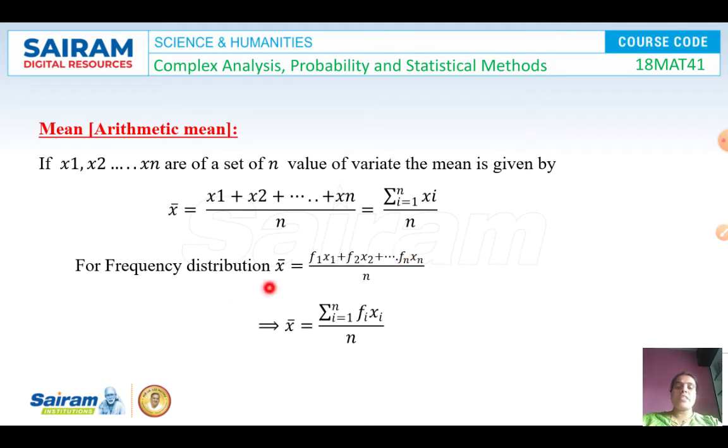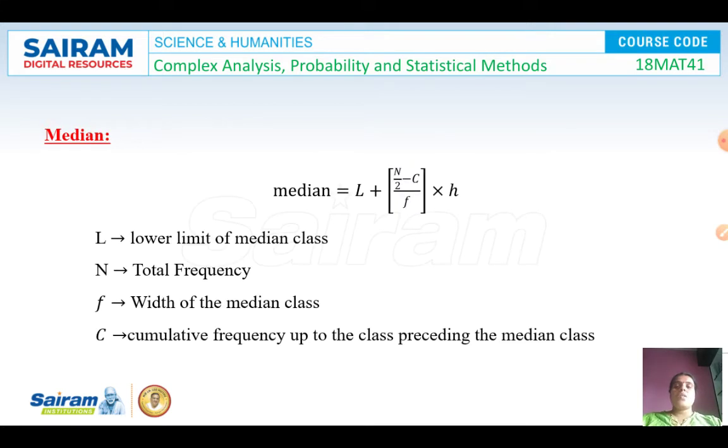For the frequency distribution, the mean can be calculated as f1x1 plus f2x2 plus and so on plus fnxn divided by n. This formula can also be written using the sigma expansion like this. So that is the mean.